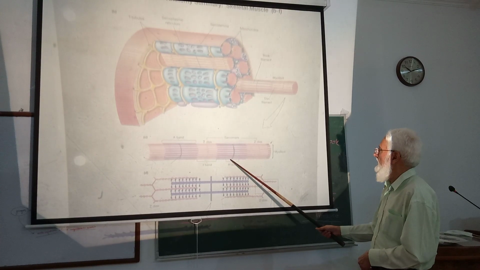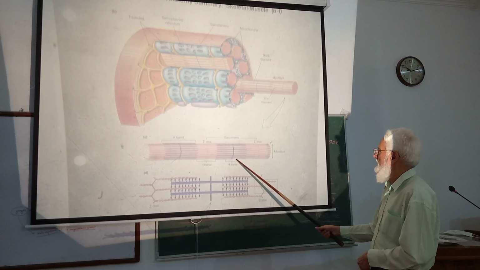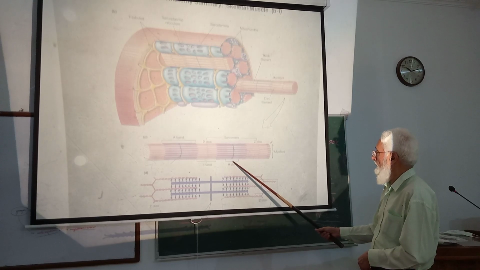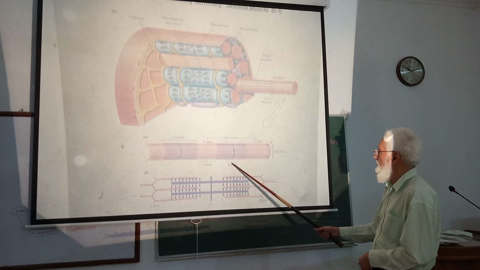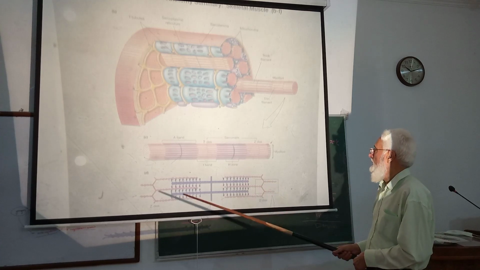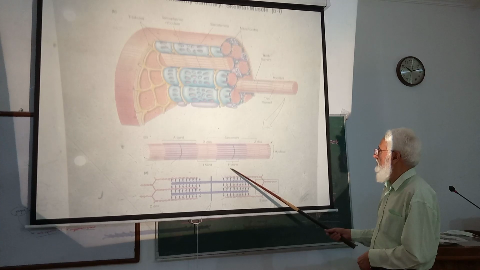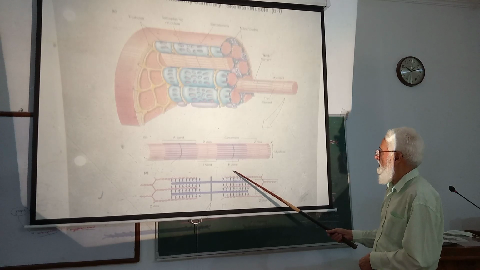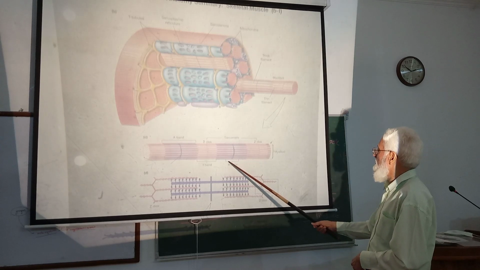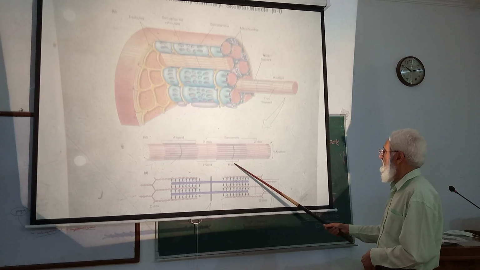Now, in the center of the A band there is a lighter area, which is called the H zone. H is from Hensen, a German word which means light. So in the center of the A band there is a lighter area called H zone.